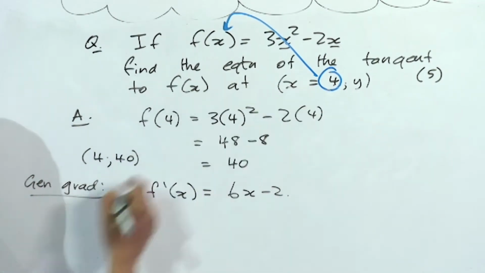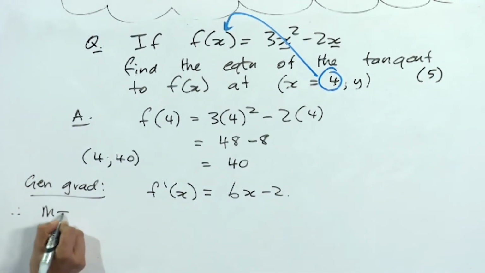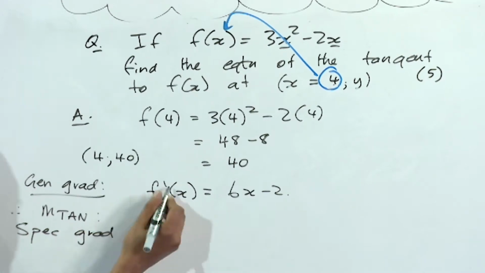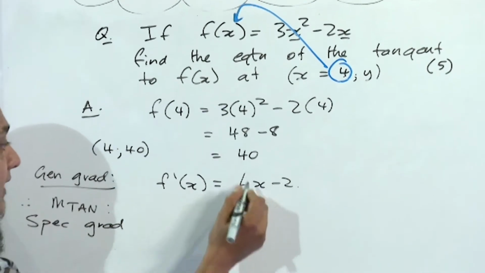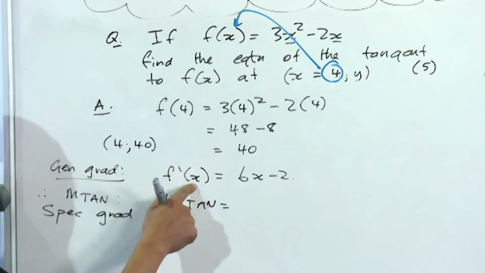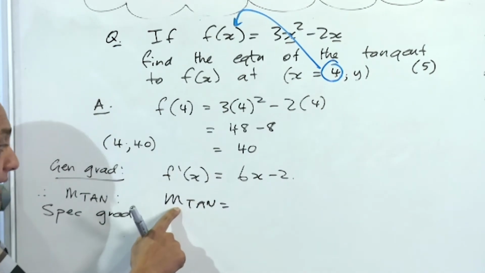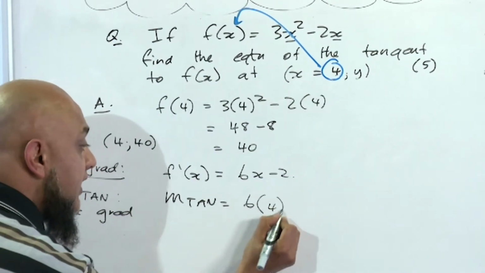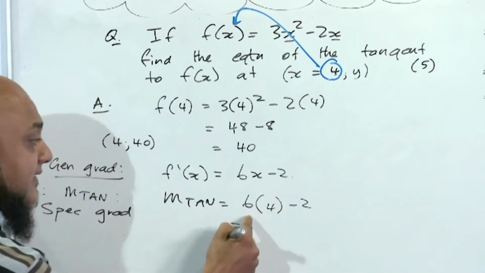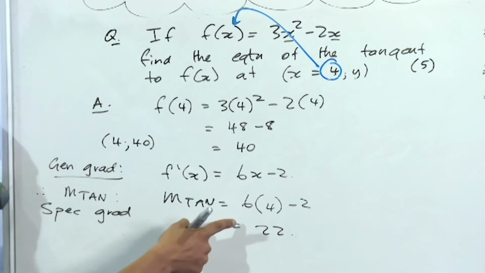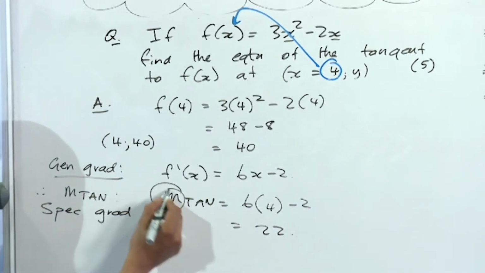So therefore, the m of your tangent, your specific gradient, we can write the m of the tangent, or we can say f dash 4. Doesn't make a difference. So the gradient of your tangent is going to be 6 into, we've got an x value here which is 4, 6 into 4 minus 2, 6 times 4 is 24, 24 minus 2 is 22. So now we've got the m value.